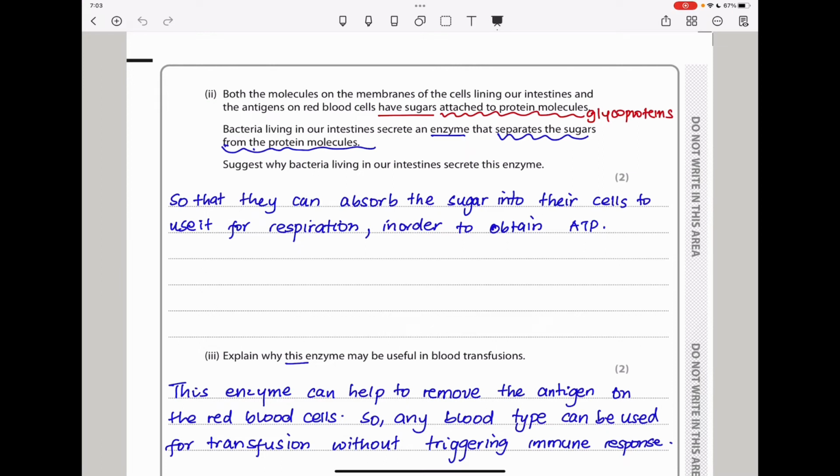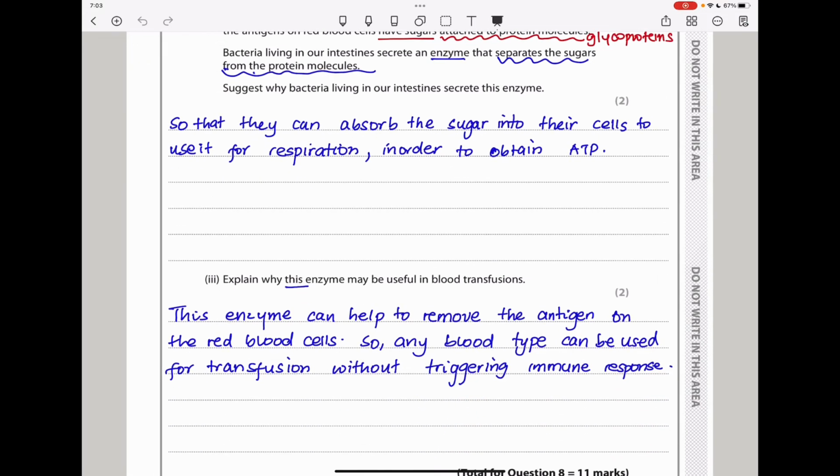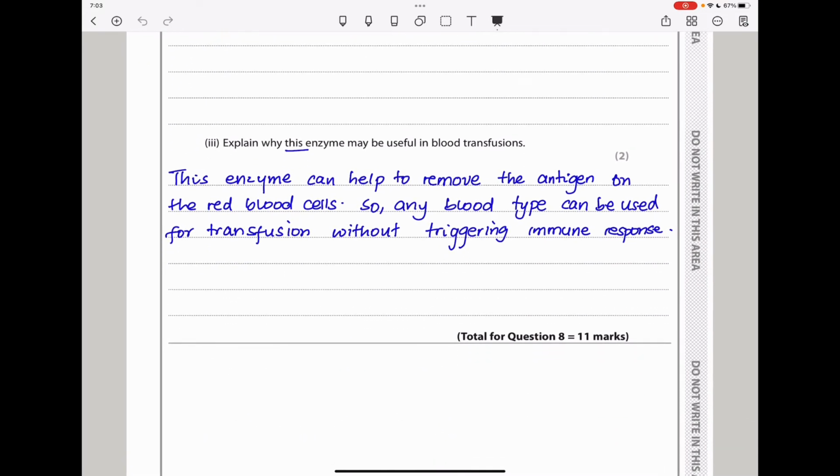Remember here they've said these are protein molecules that have sugars around them. So they're going to break off the sugars, leaving the protein molecules alone, and these sugars are going to be used for respiration. Finally, here they say, explain why this enzyme may be useful in blood transfusion.